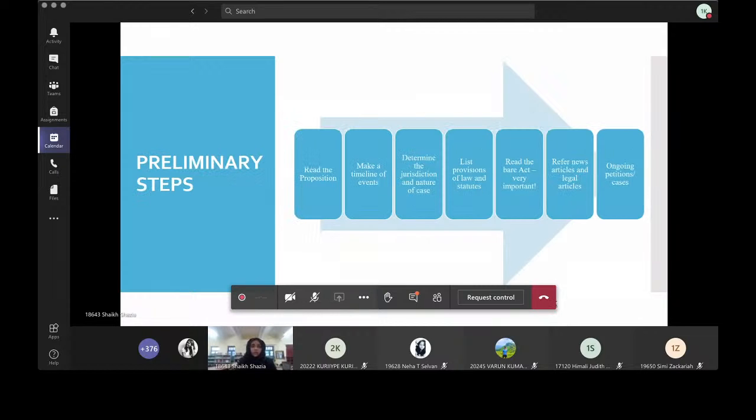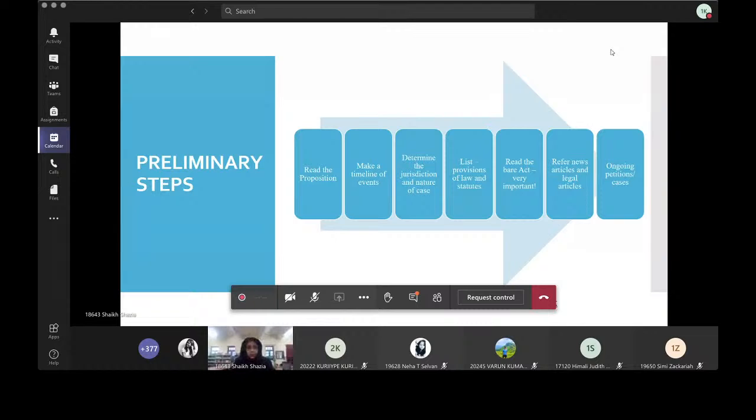The preliminary steps. Start by reading your moot problem a couple of times until you get hold of the facts. Read it numerous times. I would suggest we all read it numerous times, because each time you read it, you get a different perspective or a different fact that will always be helpful in your case.